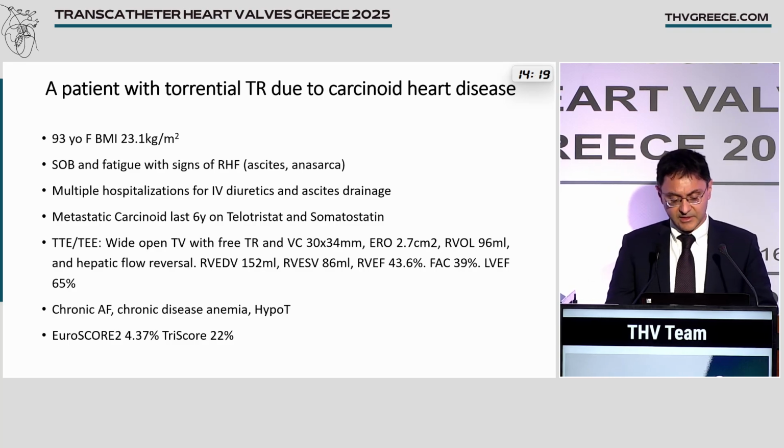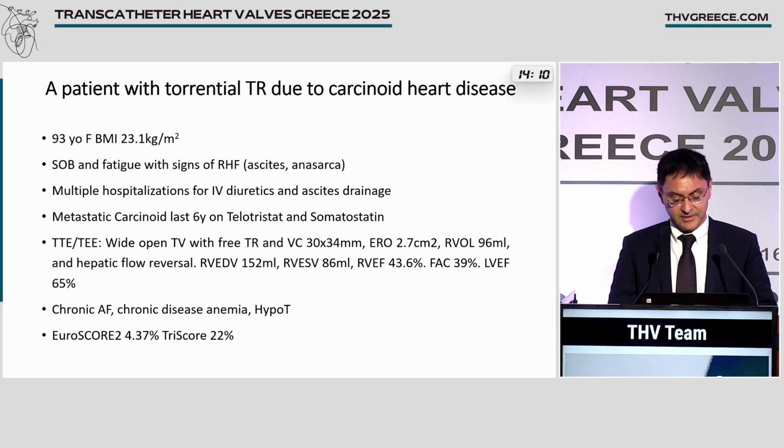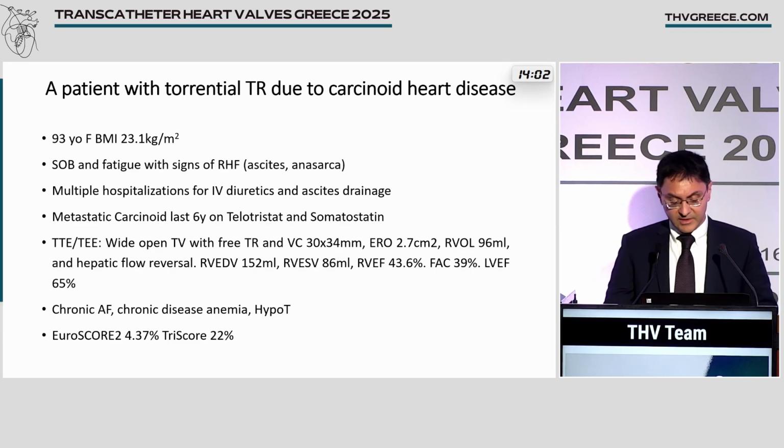Wide open tricuspid valve with free TR. We have also a hepatic flow reversal. From the rest of the history: chronic AF, chronic kidney disease, anemia, and hypothyroidism. We have a high EuroSCORE II, and a TRI-SCORE of 22%.